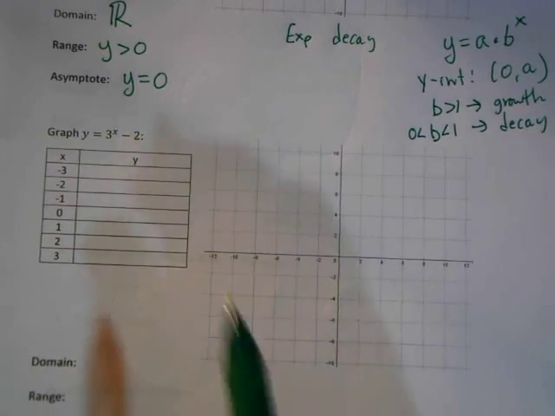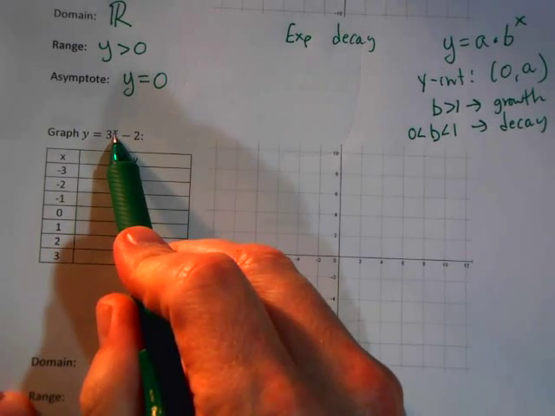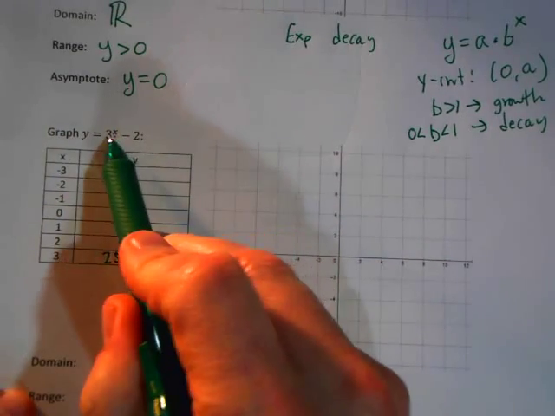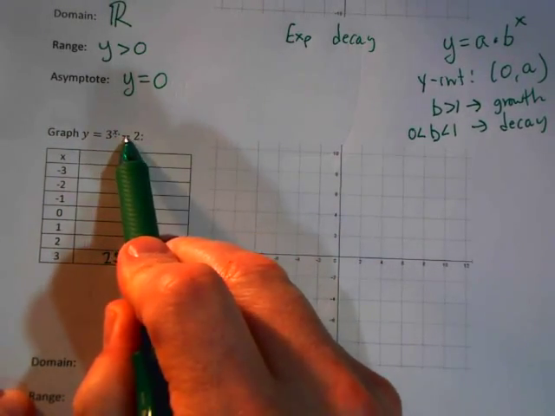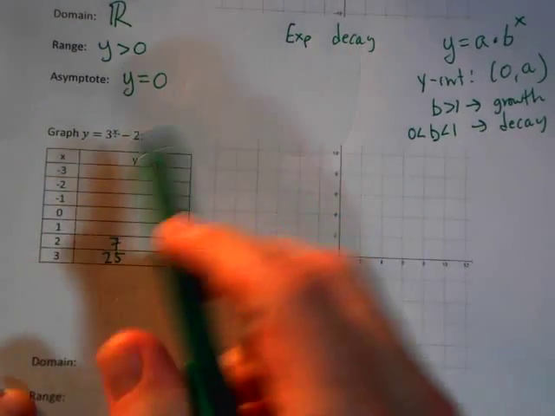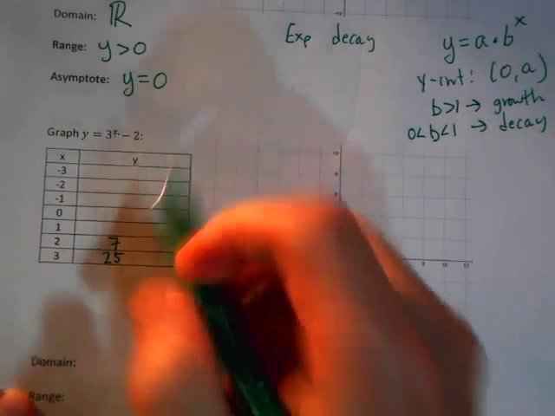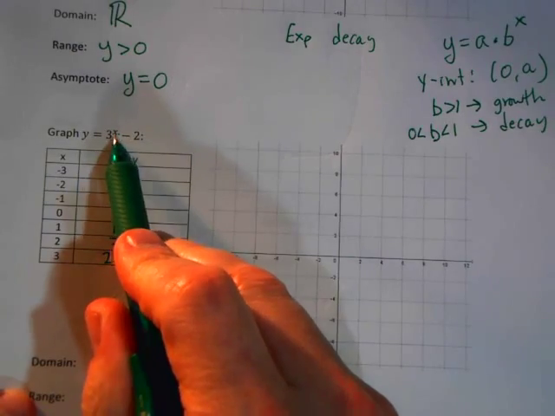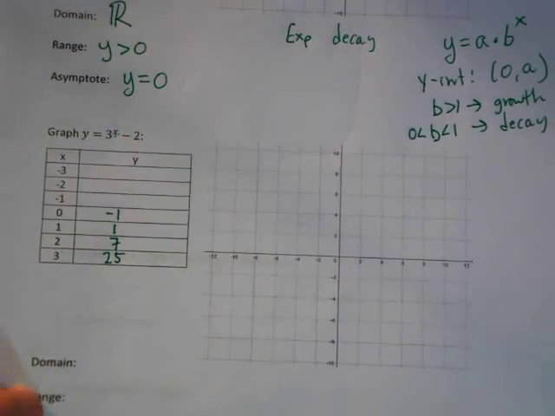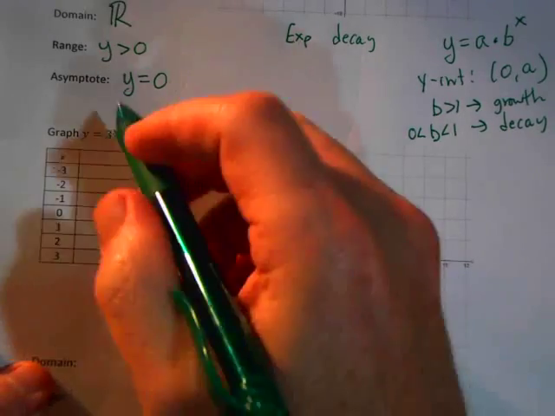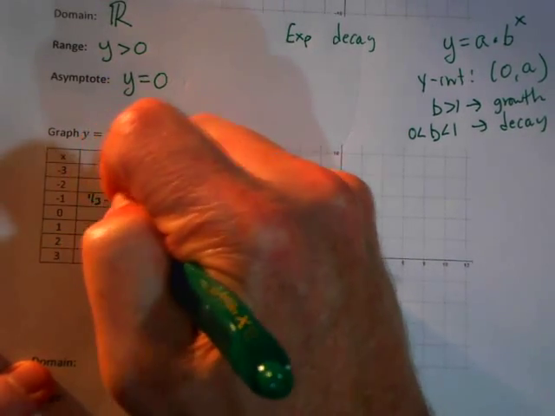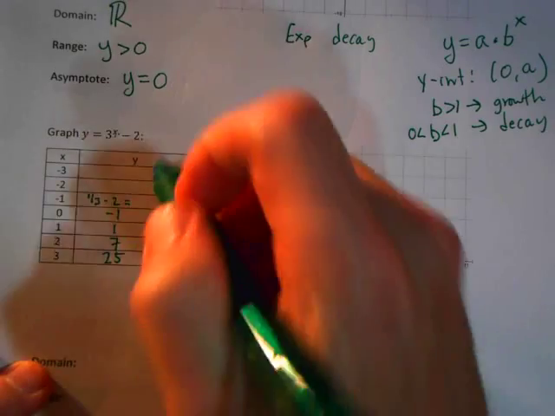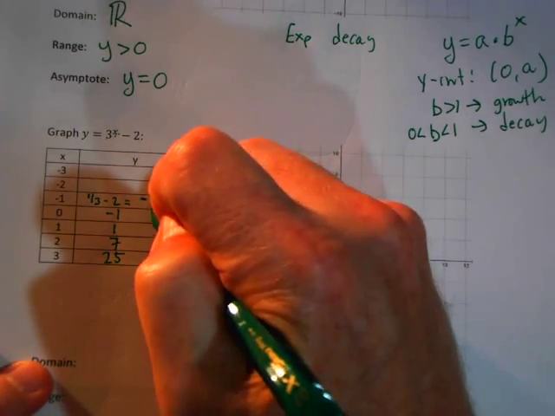Alright, again, we're going to build a table here, plug some numbers in. 3 cubed is 27. 27 minus 2 is 25. 3 squared is 9. 9 minus 2 is 7. 3 to the 1 is 3. 3 minus 2 is 1. 3 to the 0 is 1. 1 minus 2 is negative 1. And then it gets a little ugly, because 3 to the negative 1 is 1/3. And 1/3 minus 2 is how much? How about negative 5/3?